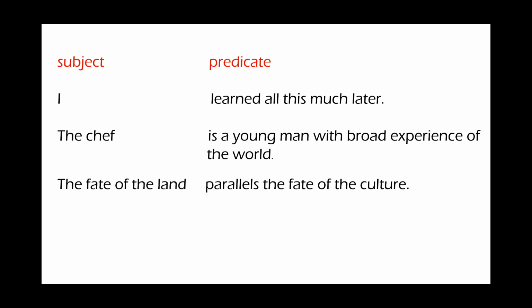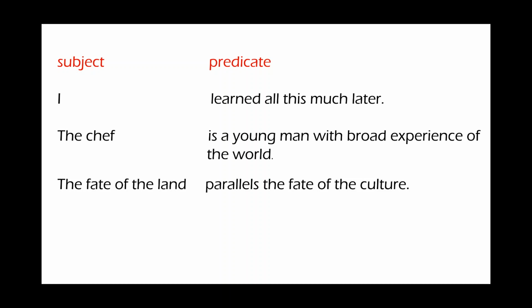Other examples that have to do with analyzing sentences in terms of function. Now look at this one: subject and predicate. As in example number 1, I have learned all this much later. I is the subject. It is made up of one word. Learned all this much later, this is the predicate. In this sentence we don't have an auxiliary, so only the predication.